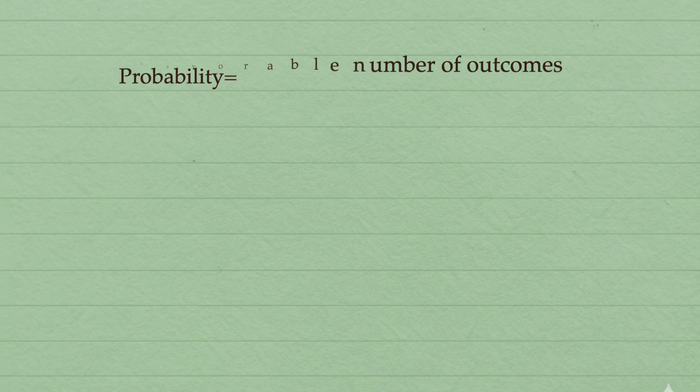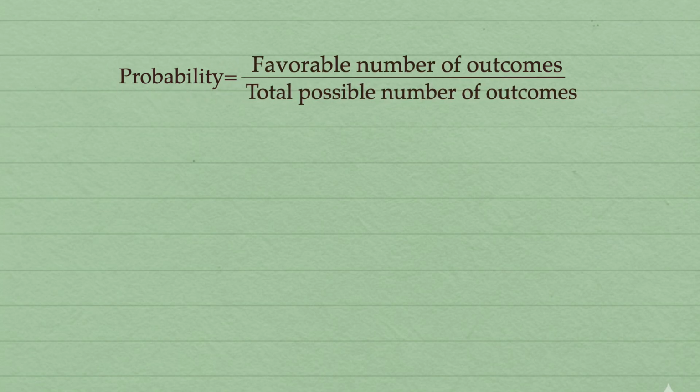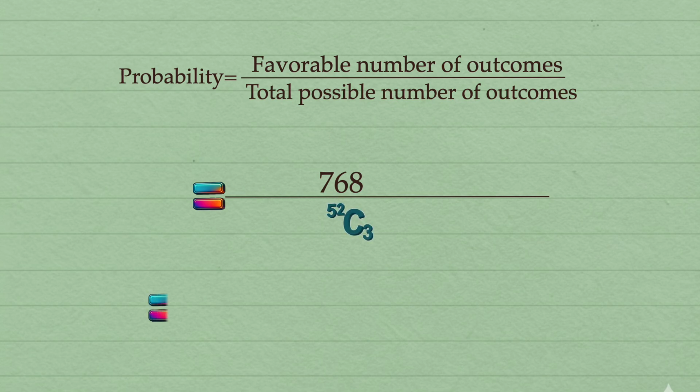Thus, the probability of drawing a 3-card straight hand from a standard deck of 52 cards is approximately 3.47%.